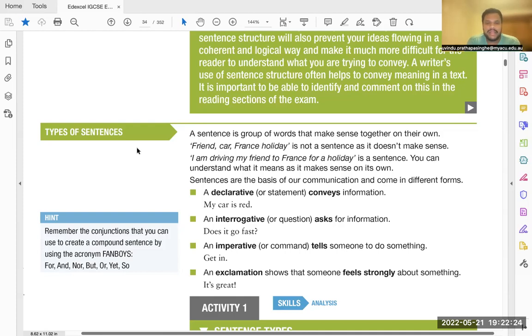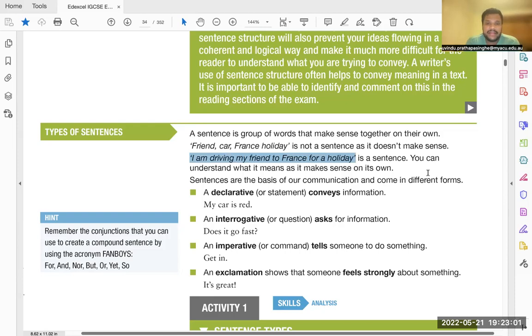Right. Look at the second line here. Friend, car, France, holiday is not a sentence as it does not make sense. It's just a list of 3 words. Then look at the next one. I am driving my friend to France for a holiday is a sentence. You can understand what it means as it makes sense on its own.